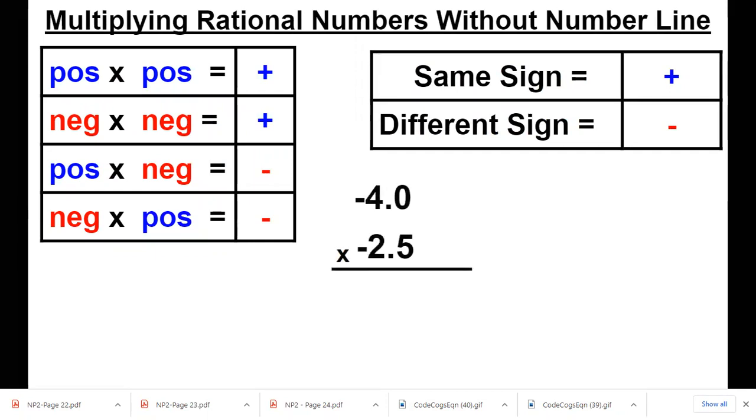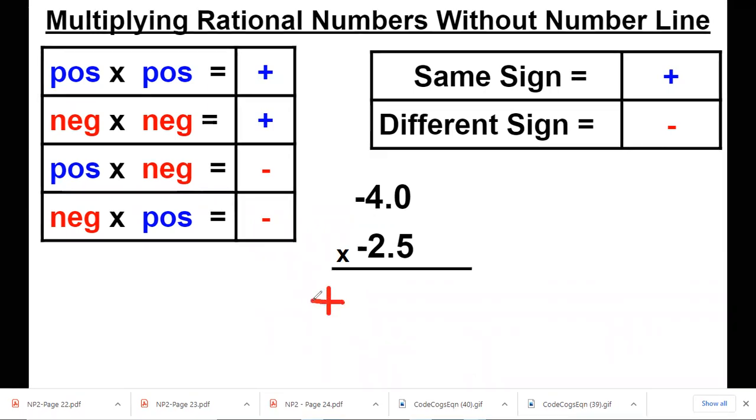-4.0 times -2.5. Right away, what could I say that the answer is going to be, positive or negative? Right, positive, same signs. They're both negative. My answer will be positive. So let's go ahead and multiply.